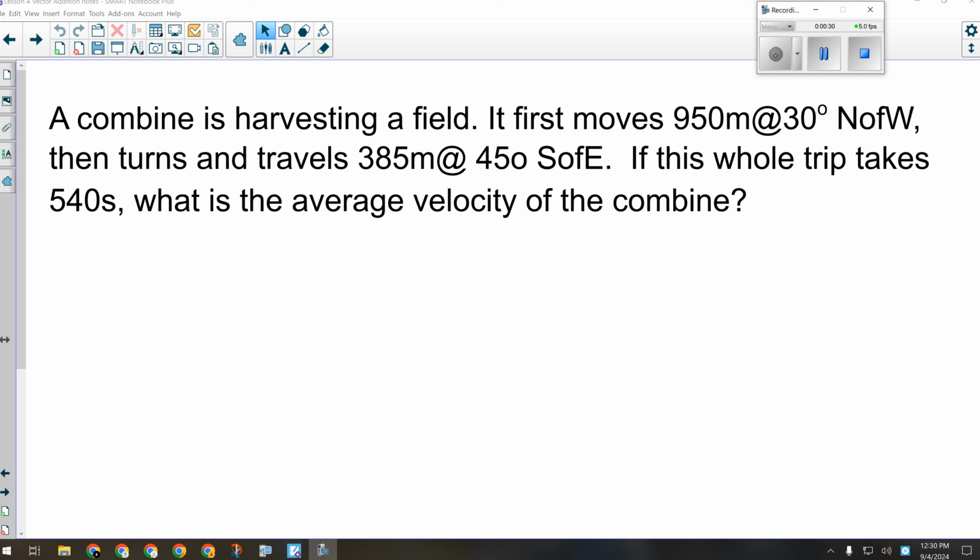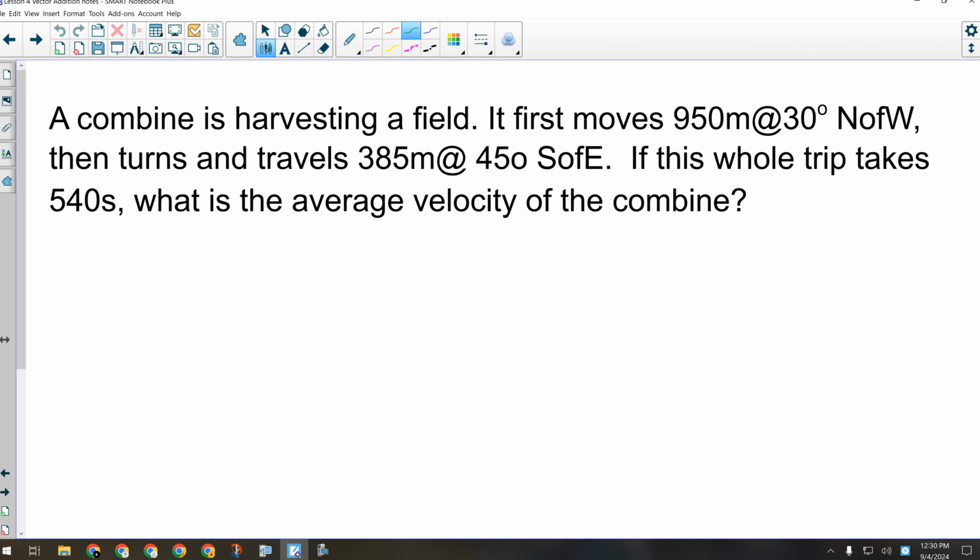Well, that's pretty much the opposite direction, okay? So let's just have a look at how we would draw this out. Our first vector is going to be 950 meters long, 30 degrees north of west. So I'm going to start here. I'm going to draw myself a reference line that's due west, and then I'm going to go 30 degrees north of that.